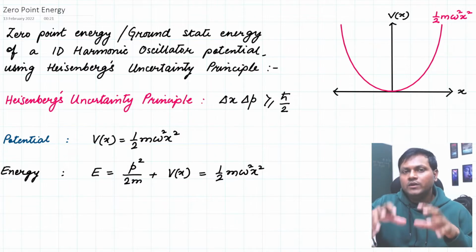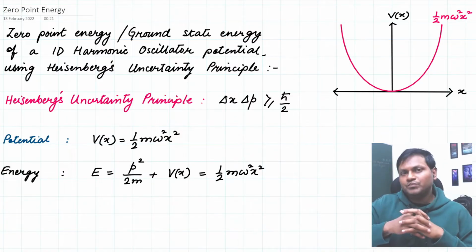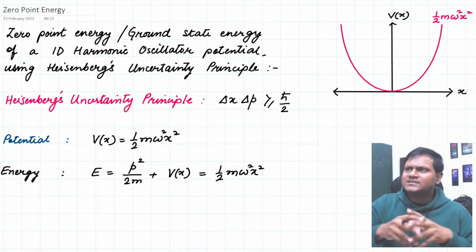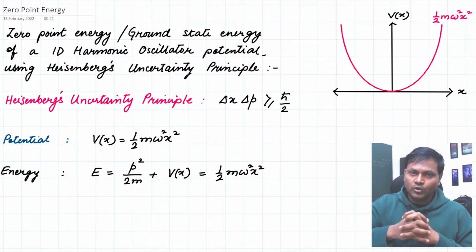You see, in quantum mechanics, whenever a particle is in a potential, whenever a particle is in a bound state, it can never really have zero energy. The minimum energy that a particle can have is some non-zero value, which is also known as the ground state energy or sometimes zero point energy.